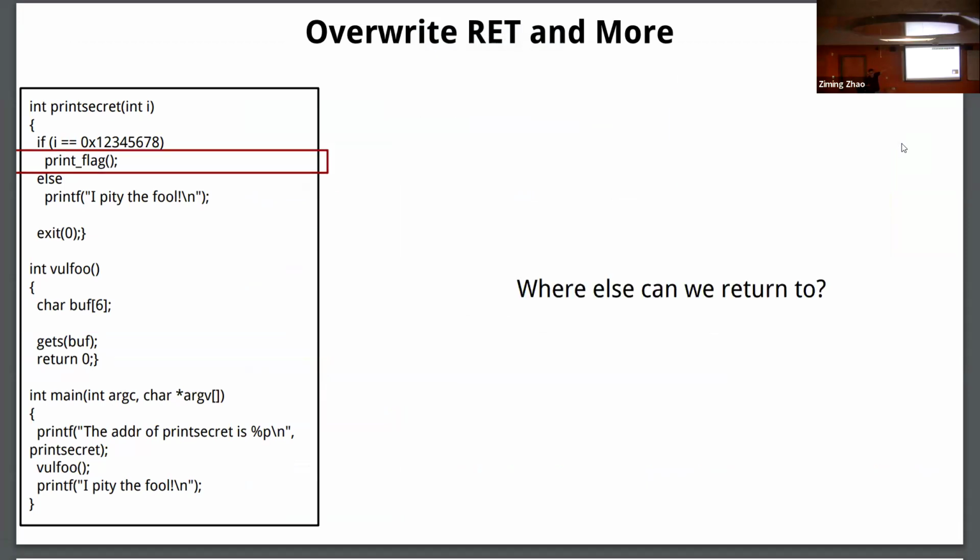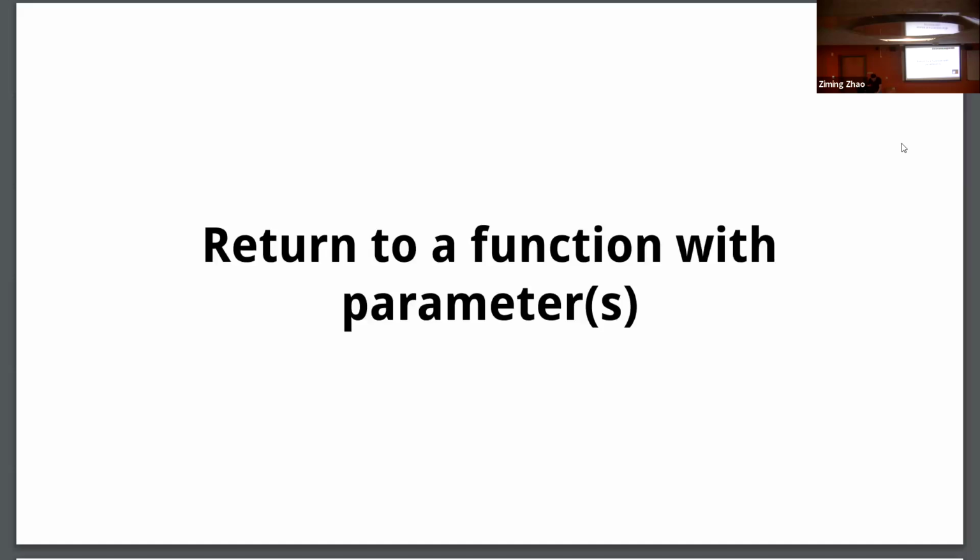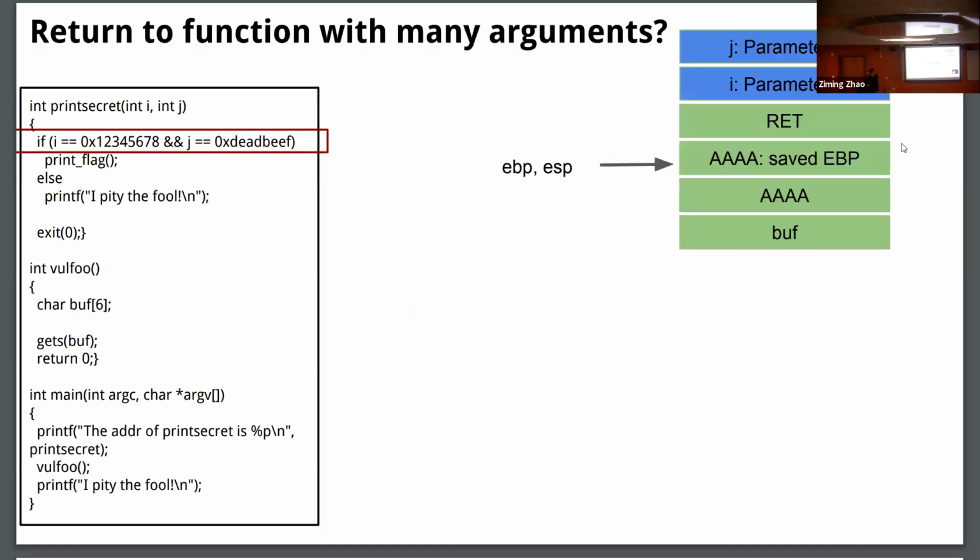Okay, so we already tried this. We can return to directly print the flag, but that's not what I want you guys to do. We can also return to functions with multiple arguments, right? That's what you said there. This is a slightly different program. The only difference is that print_secret takes 2 arguments instead of 1.